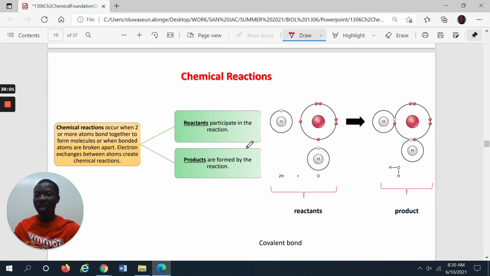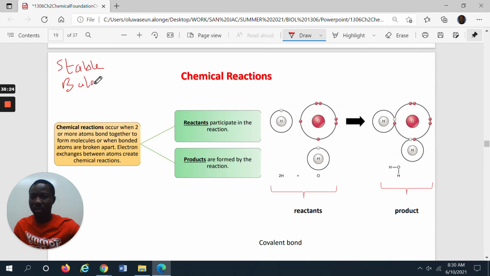I told you that the reason elements engage in chemical reaction is to attain a stable nature. And when I talk about stable, stable is the same thing as balanced. It is also the same thing as octet. Octet means 8, meaning that they want to have 8 in their outermost shell. They want to have 8 electrons in their outermost shell.